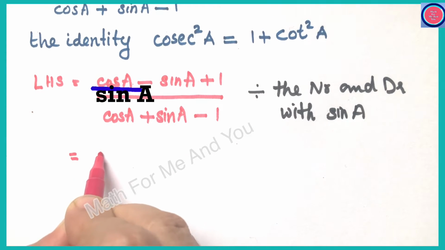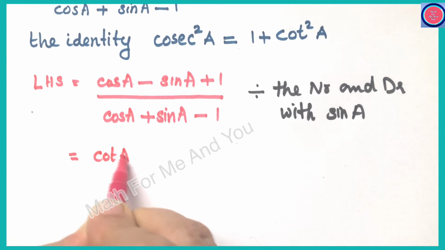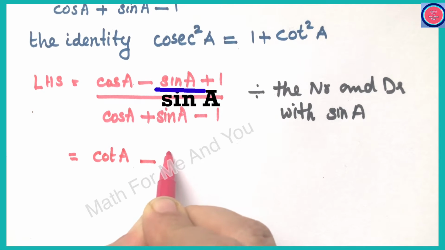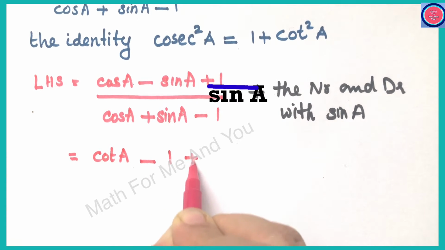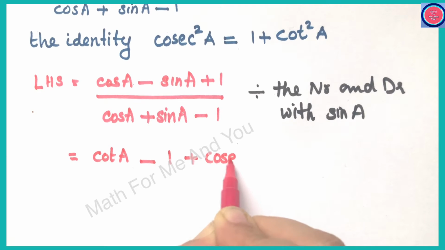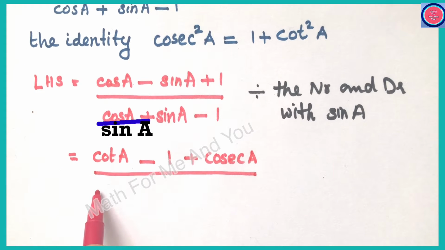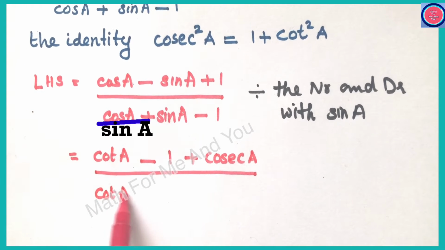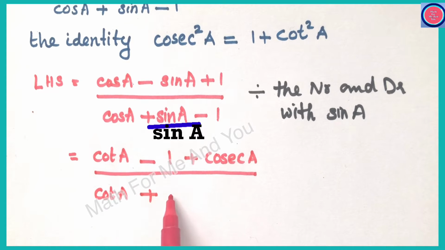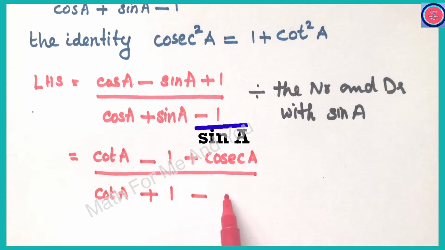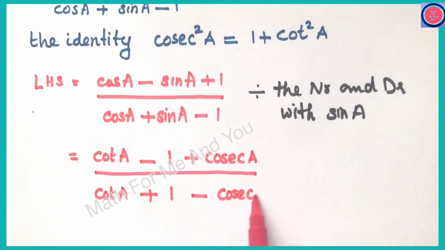So we can write the first result as cot A minus sin A divided by sin A is 1 plus 1 by sin A is cosec A, divided by, now the denominator. Here also we can see 3 terms. We are going to divide by sin A. Cos A divided by sin A is cot A plus sin A divided by sin A is 1 minus 1 by sin A is cosec A.